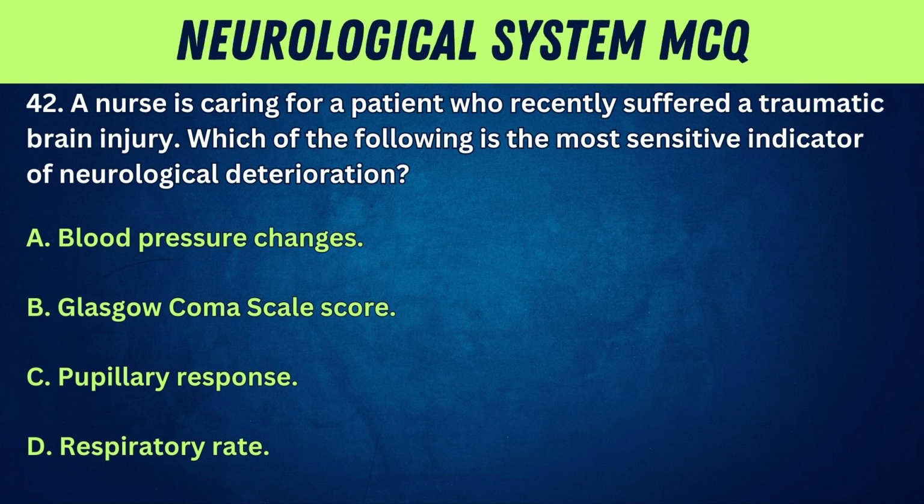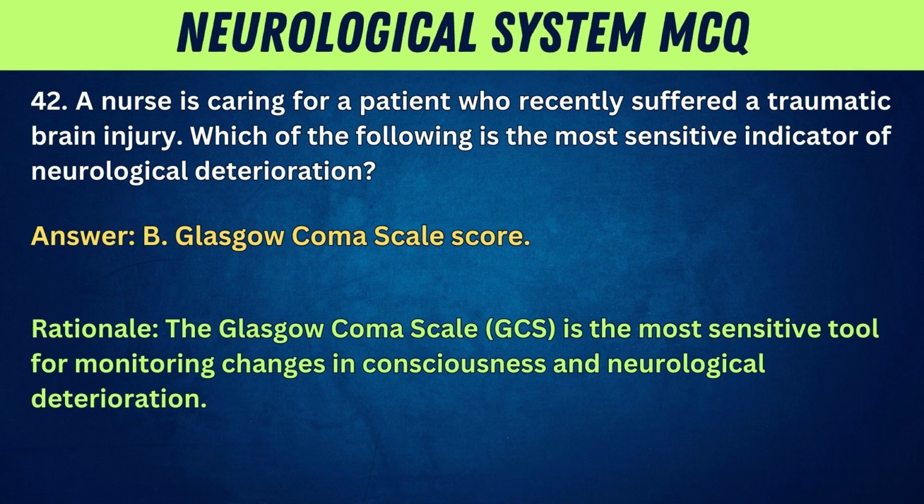42. A nurse is caring for a patient who recently suffered a traumatic brain injury. Which of the following is the most sensitive indicator of neurological deterioration? A. Blood pressure changes. B. Glasgow Coma Scale score. C. Pupillary response. D. Respiratory rate. Answer: B. Glasgow Coma Scale score. Rationale: the Glasgow Coma Scale, GCS, is the most sensitive tool for monitoring changes in consciousness and neurological deterioration.